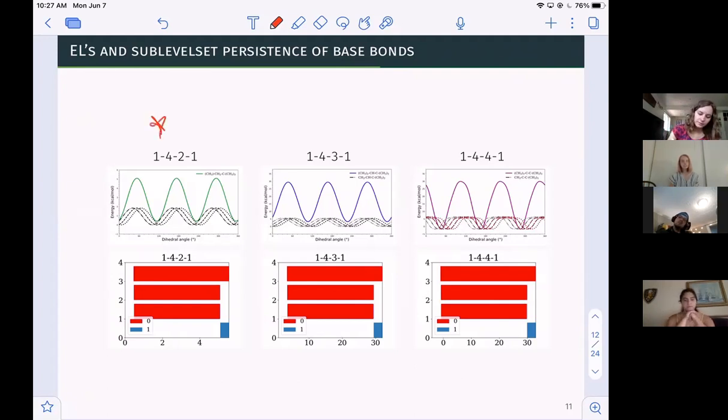So all of these have 3 absolute mins and 3 absolute maxes. Okay, any questions so far? Okay, we'll keep moving.